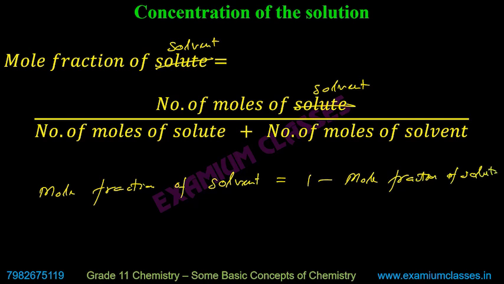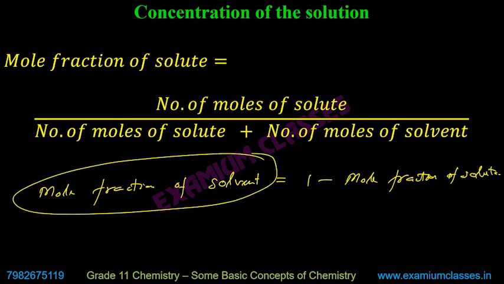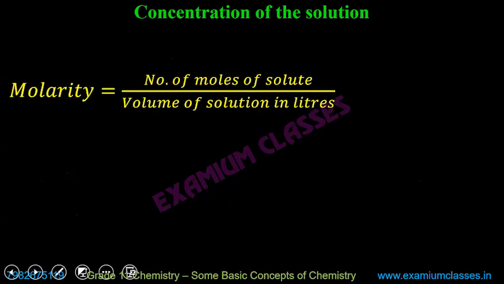So in many cases, you will be required to calculate mole fractions of both, the mole fraction of solute as well as of solvent. So in that case, you just calculate it for solute, and after that, to calculate for solvent, subtract it from 1, because the sum of all mole fractions will always be 1. Percentages will sum up to 100. Fractions will sum up to 1. That's why. Next is the molarity.